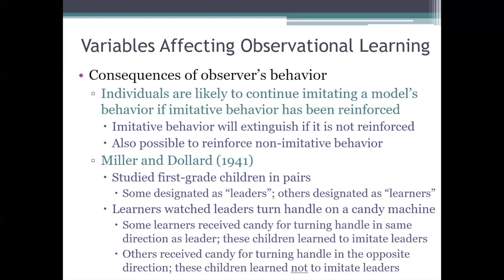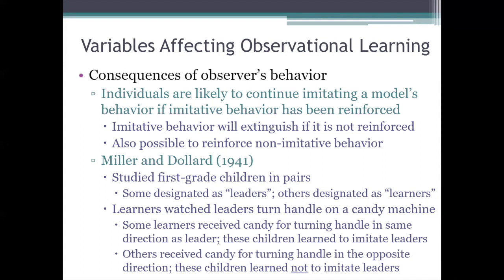Now, half of the learners were in an imitation group, meaning that they got reinforced with candy if they turned the handle in the same direction that the leader had turned it in. And the other half of the learners were in a non imitation group, meaning that they got reinforced with candy if they turned the handle in the direction opposite of the one that the leader had turned it in. And so you can probably guess how the results of the study turned out. Before long, the learners in the imitation group were always turning the handle in the same direction that the leaders had used. And the learners in the non imitation group were always turning the handle in the direction opposite of the one that the leaders had used. And so, again, the point here is that imitation is not likely to continue if it isn't being reinforced.